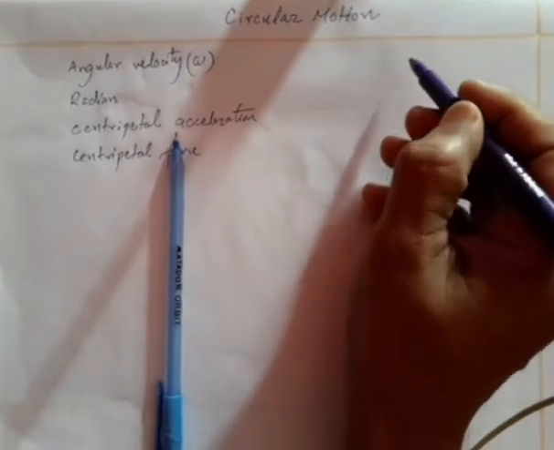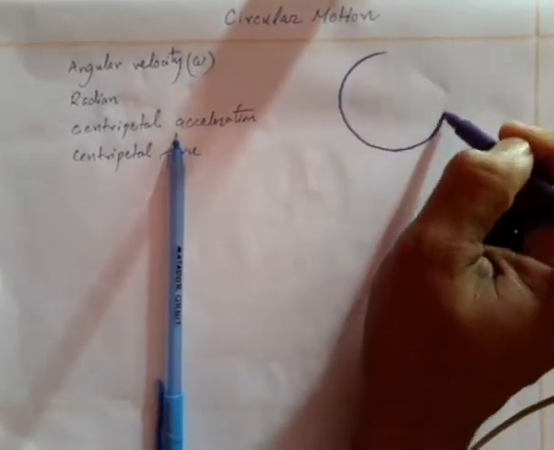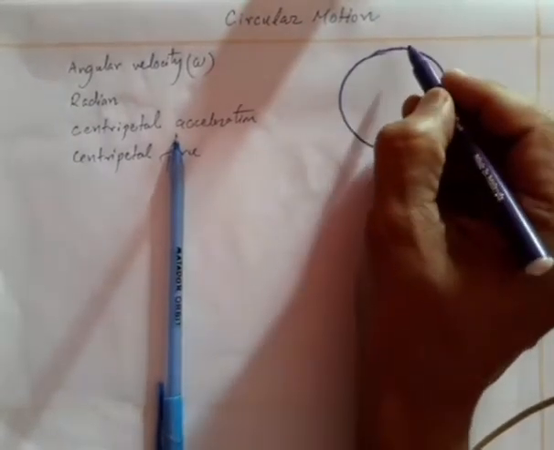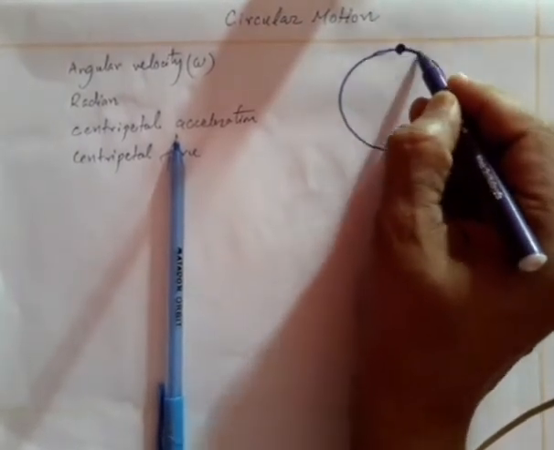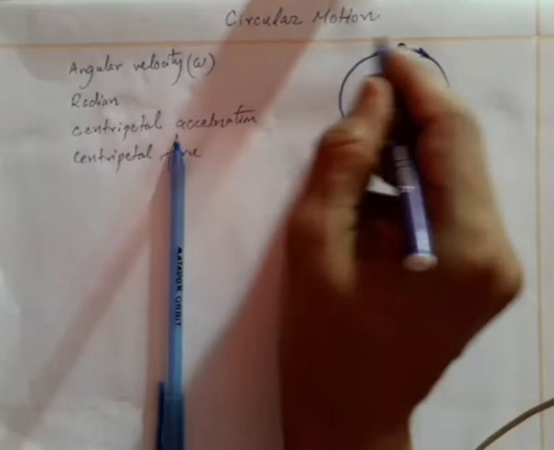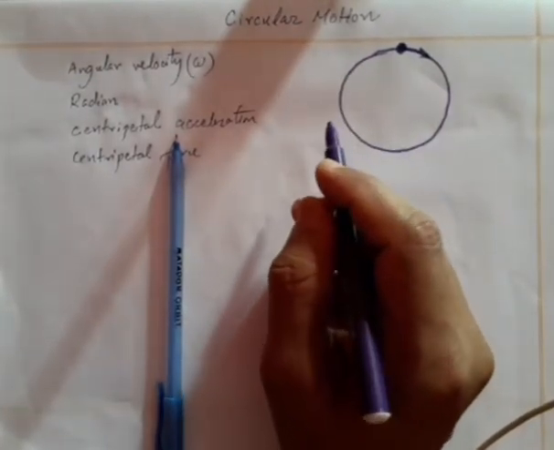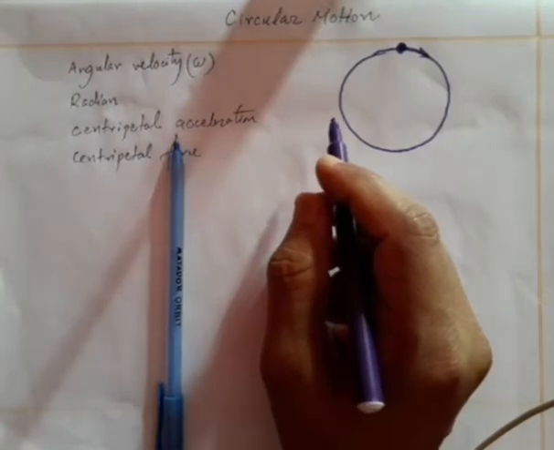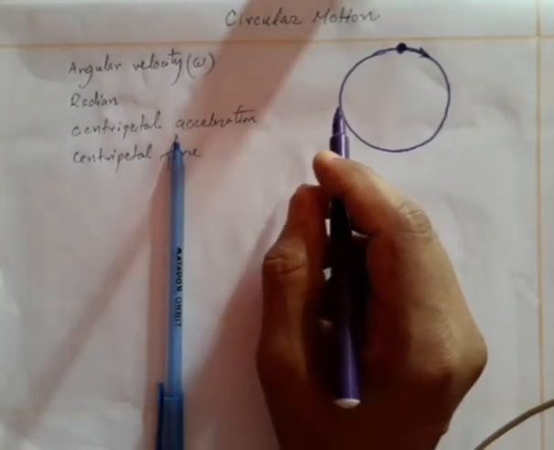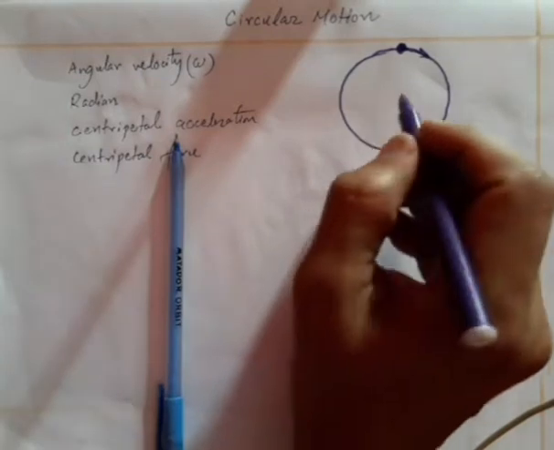To explain circular motion, let us first draw a circle, an object which is moving clockwise. So anything that moves in a circular path with a constant speed will be called circular motion.